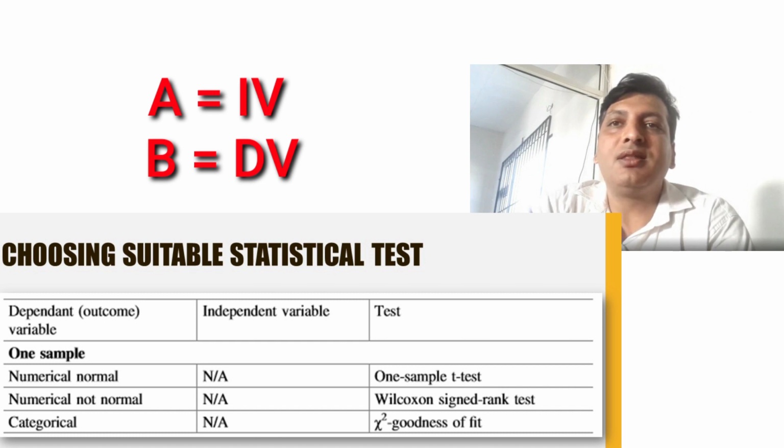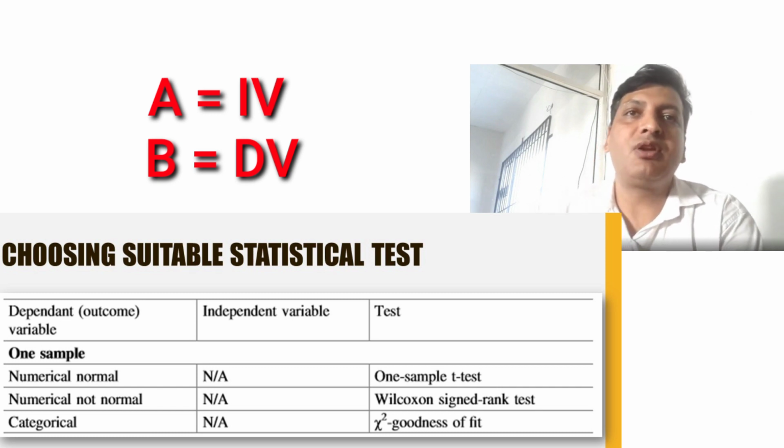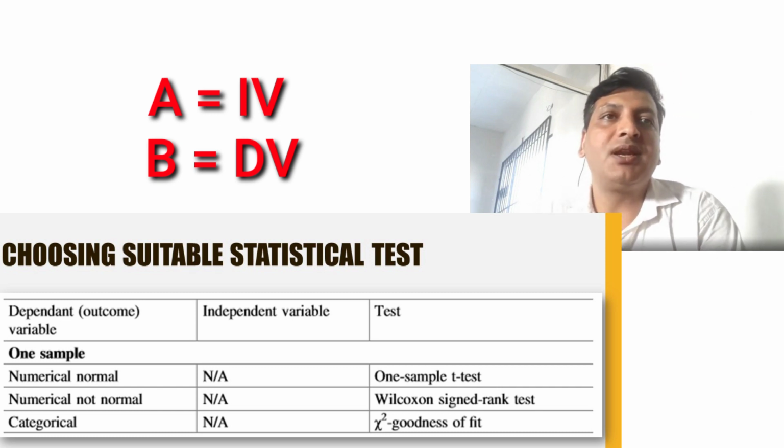I have written in the example that if you have three different drugs which you want to evaluate, A, B, and C, this will be called an independent variable, as we want to see the effect of these drugs on the patient. And all the lab values like blood pressure, either systolic or diastolic, body weight, pulse rate, and any other lab value will be called a dependent variable.